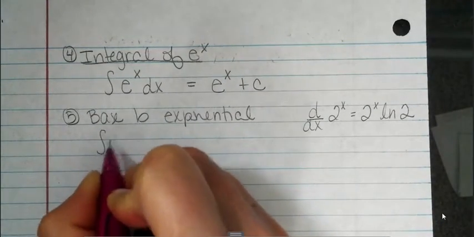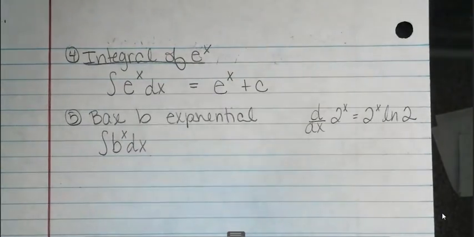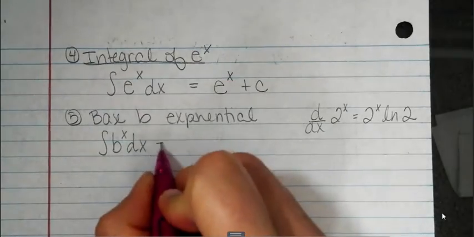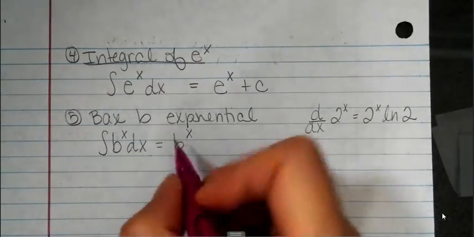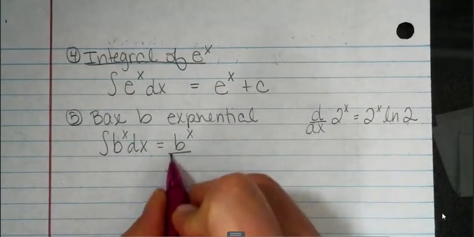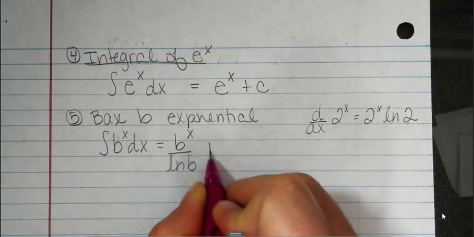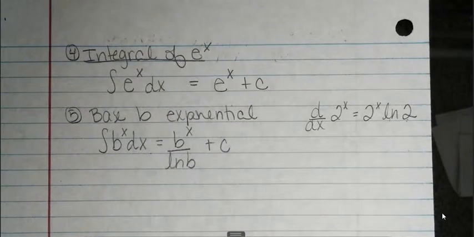So your base b exponential basically looks like this. If I take the integral of b to the x dx, then I'm going to have my base, b to the x, and I'm going to divide out that ln of the base. And then always add, there may have been a constant. So we always keep that plus c. So I'll do a couple of examples with you.